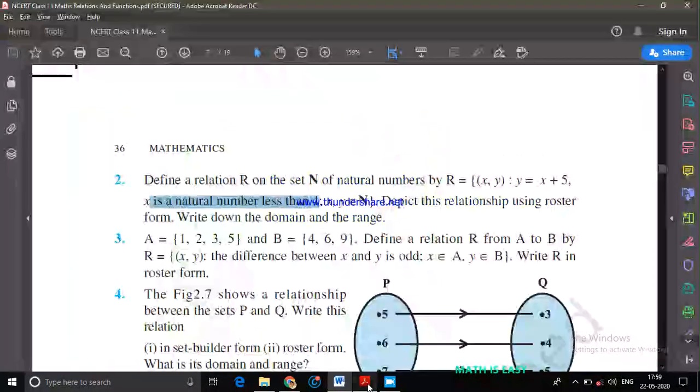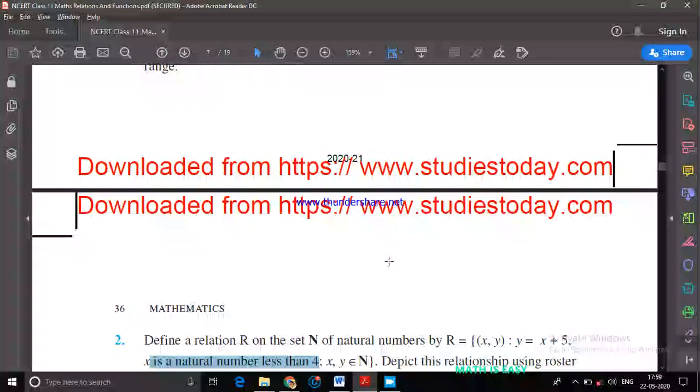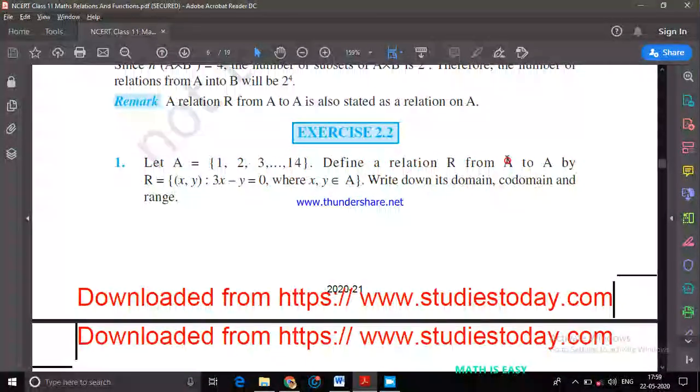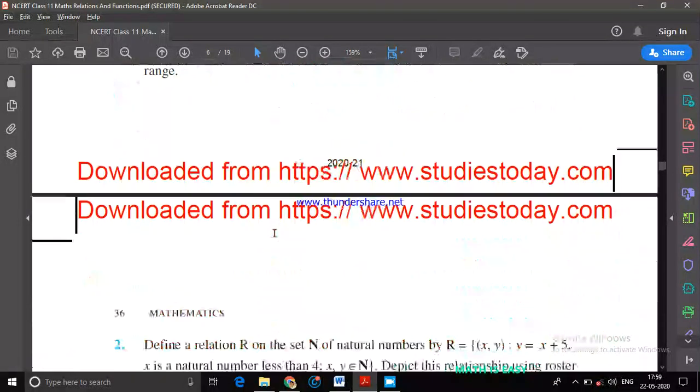First you have to check each and every question. For example, here A to A is defined. So you have to draw two circles with A. The first circle is A, the second circle is A, and in both the circles you have to write the numbers from 1 to 14. Then you have to map what elements are there in the relation.